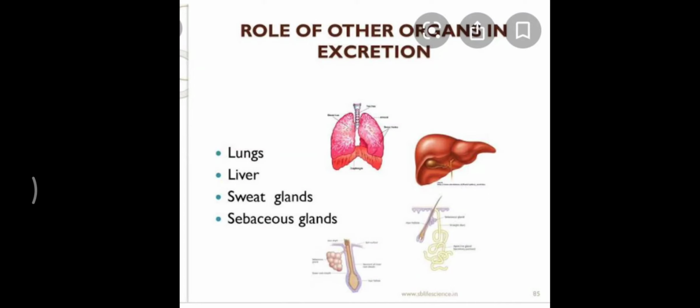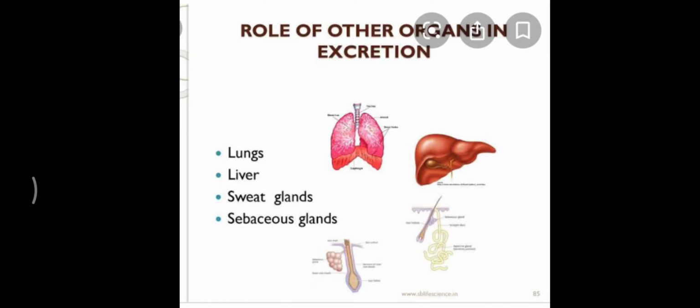The next organ is the liver. The liver is the largest gland, as you very well know, and it is involved in many processes. Here the liver has an important role in excretion also. It helps in the removal of bile pigments, cholesterol, hormones, vitamins and other digestive waste, which are removed through the excreta.